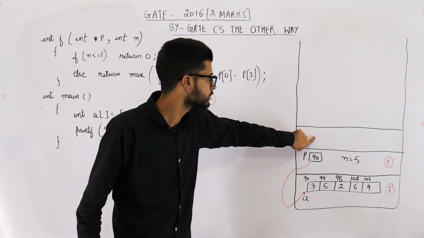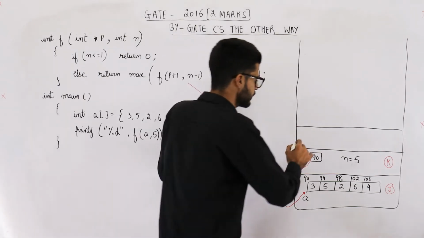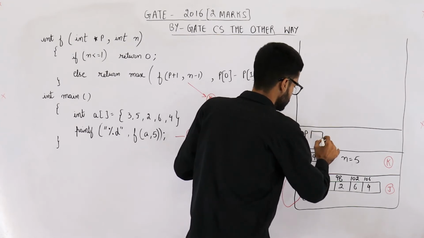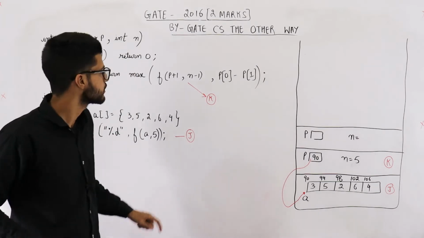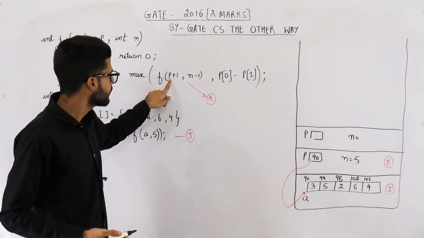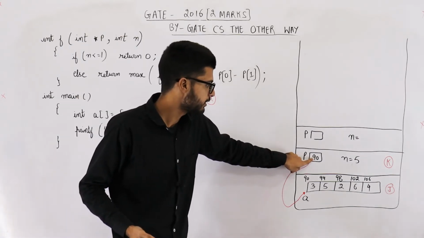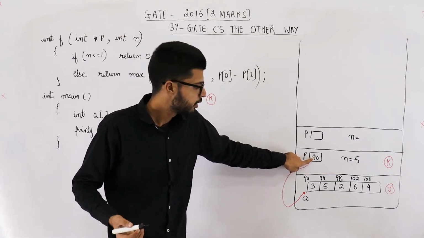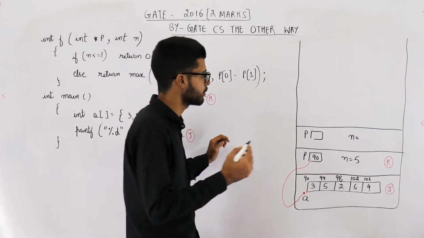Now in this new function, there is p and n. P is a pointer, n is an integer. And what are we passing? We are passing f(p + 1, n - 1). Now p is 90. P plus 1 will be 94. Don't say P plus 1 is 91. It will be 94.